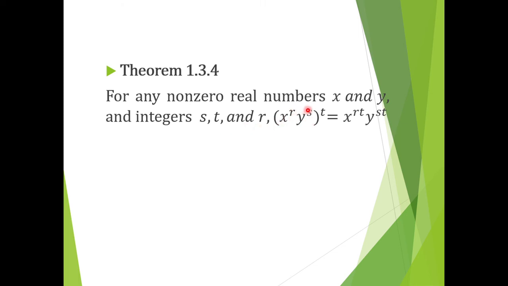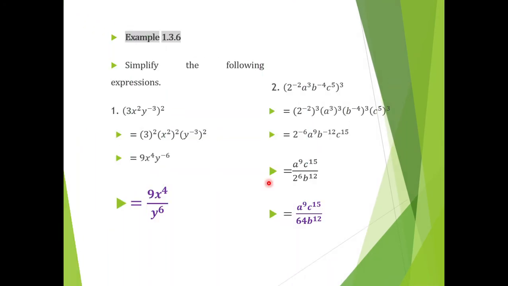to r, y s raised to t is equal to x raised to rt, y raised to st. So, parang i-distribute natin na 3 raised squared, x squared raised squared, y negative 3 raised squared. So, 9x to the 4th, y negative 6. Pag inayos natin yan, 9x to the 4th over y to the 6. So, madali lang, di ba? So, check mo lang mabuti yung gagawin mo exponent dyan.